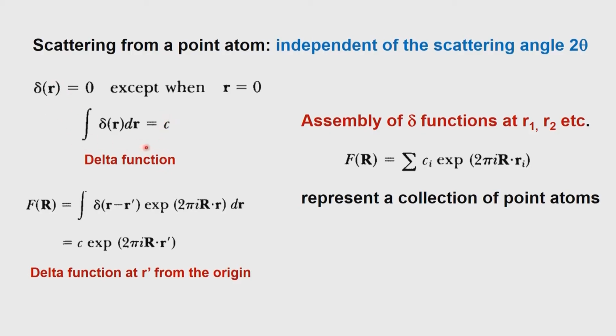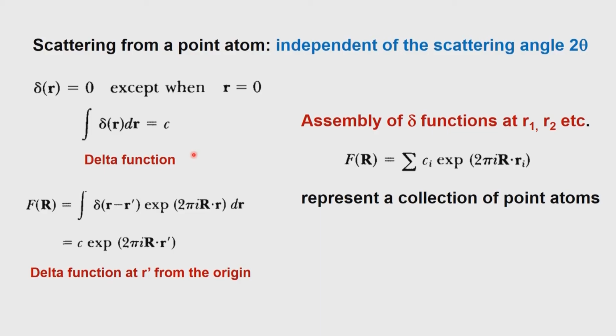So, this allows us to identify the atom as a single point atom through the delta function. It has certain special properties: the integration of delta r dr is equal to C at r equals 0, but everywhere else in the surroundings it is not a measurable quantity, it is equal to 0.